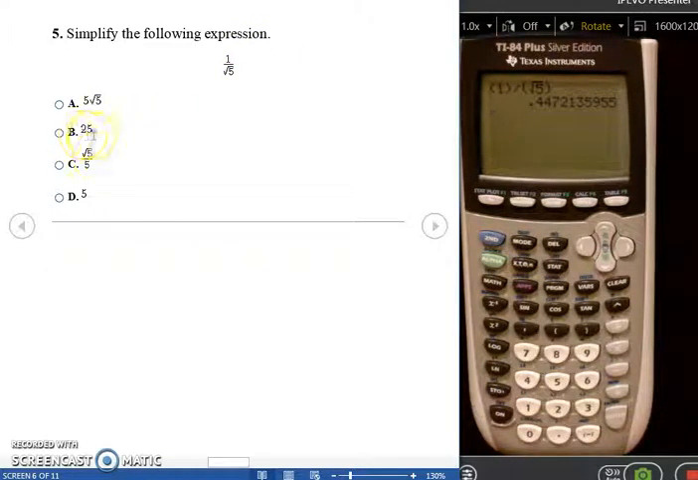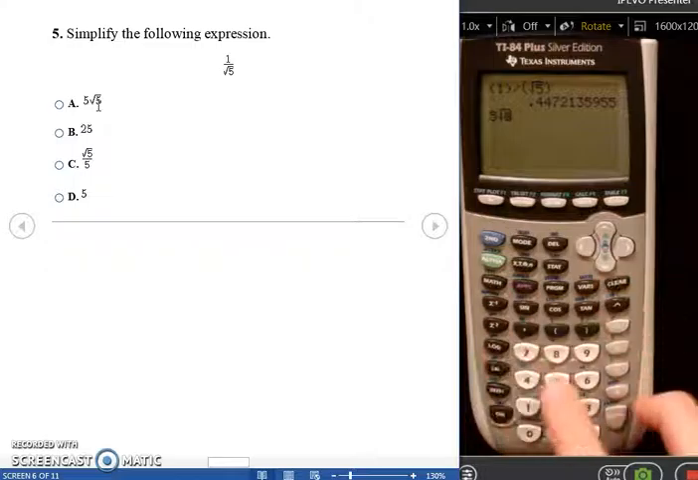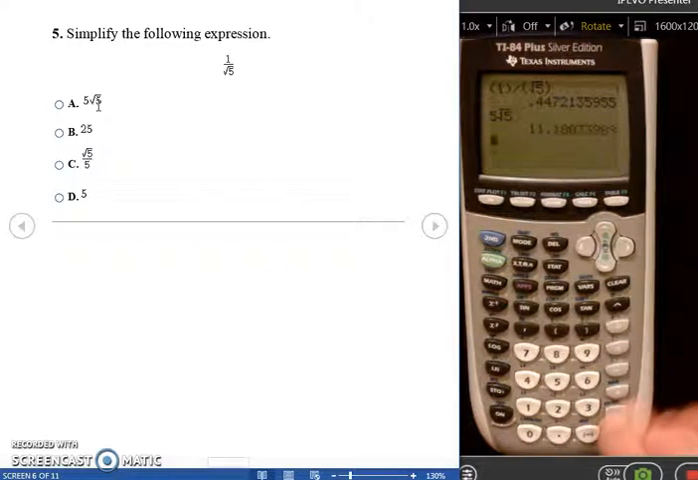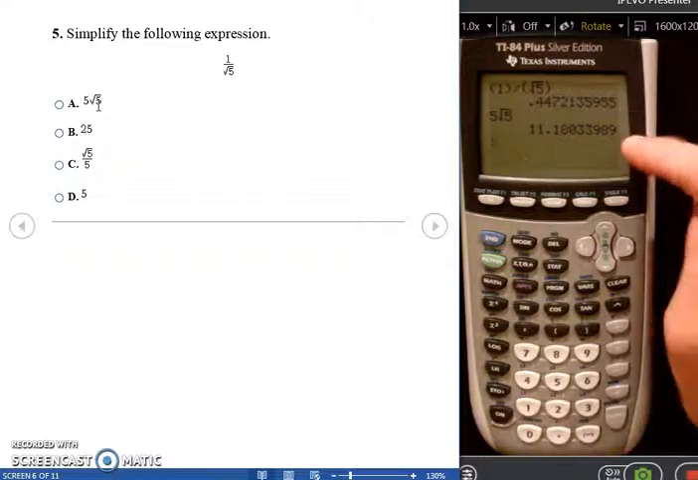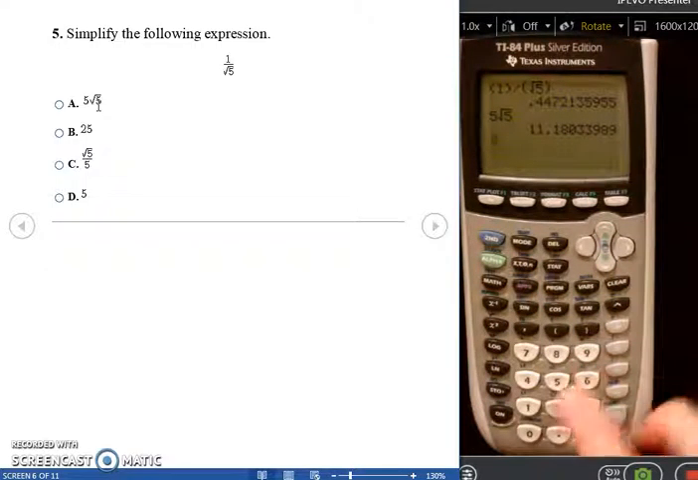Right away I can see B and D aren't going to be the answer. So I'm going to try A. I'm going to type in 5 second square root 5, and I press enter. And I get 11.1 instead of 0.44, so that's not going to be an answer. So I'm hoping C works out, because it's the last one I have.